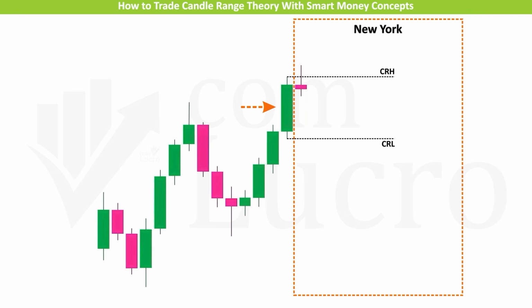If price sweeps liquidity outside that candle's range and then re-enters it, you're seeing a setup that aligns with both CRT principles and the natural characteristics of the New York session. This confluence often produces high probability setups, provided you time your entries accurately and manage risk properly.